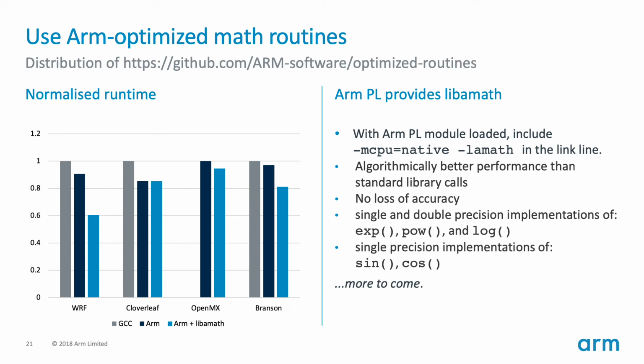-lamath is a really useful flag as well. This will link in an optimized version of the math library. This is actually an open source project that ARM has put out on GitHub. So ARM has the ARM optimized math routines. A compiled version of this ships with the ARM commercial compiler, but you can download this and use it with the GNU compilers as well.